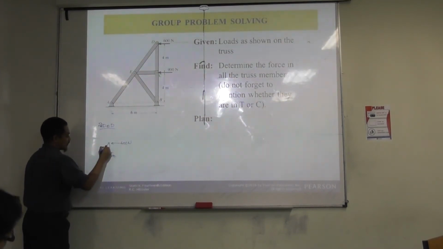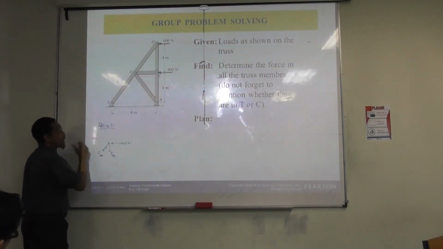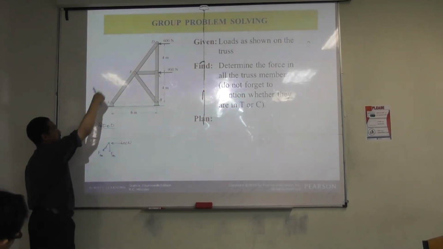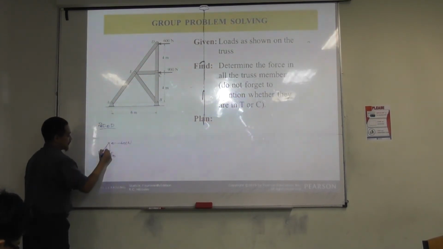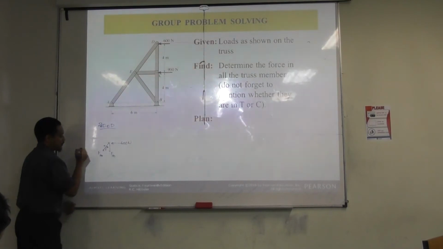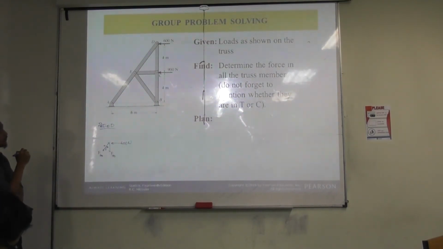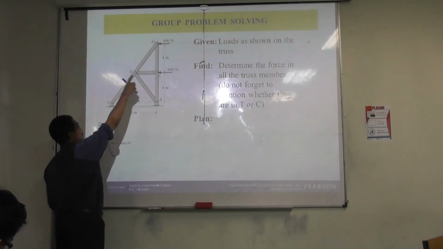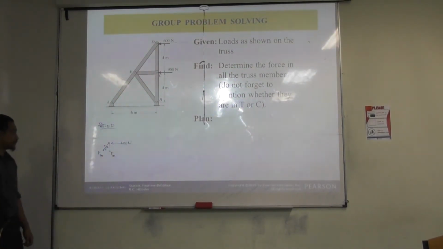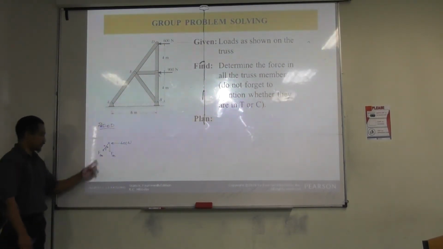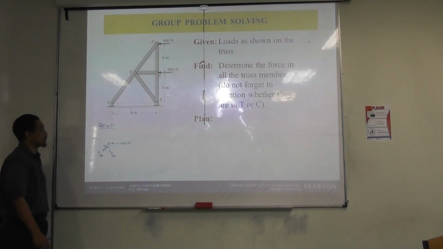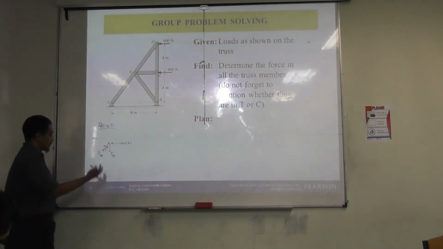If you use a triangle, what is the triangle? The big triangle here? 6, 8, 10, right? Or 3, 4, 5. Remember? 6, 8, 10, right? So you can use it, or you can use 3, 4, 5. It's the same triangle. Alright.